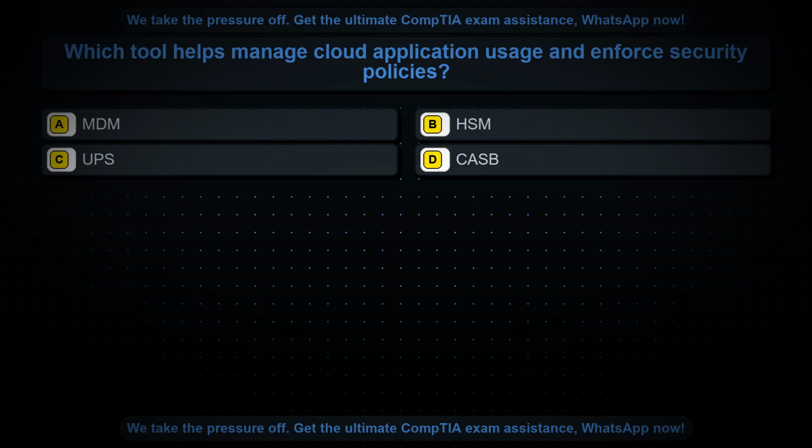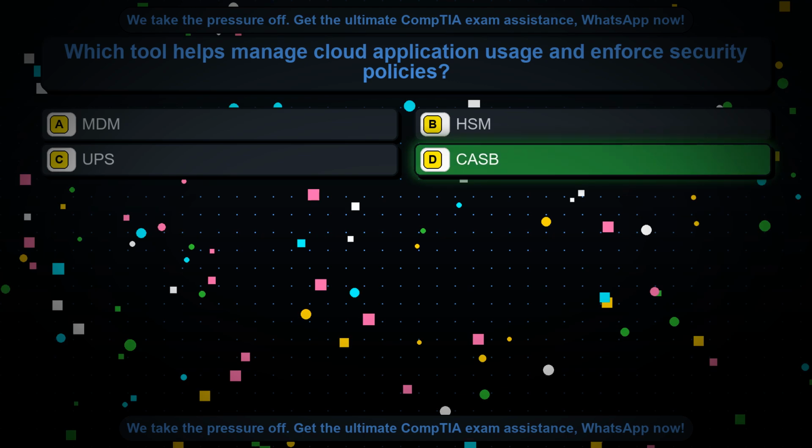Question 8. A network technician is troubleshooting a slow file transfer issue between two devices on the same network. The technician suspects that the problem may be related to how the data is being segmented. Which layer of the OSI model is responsible for data segmentation? Option A, physical layer. Option B, network layer. Option C, data link layer. Option D, transport layer. The correct answer is option D.